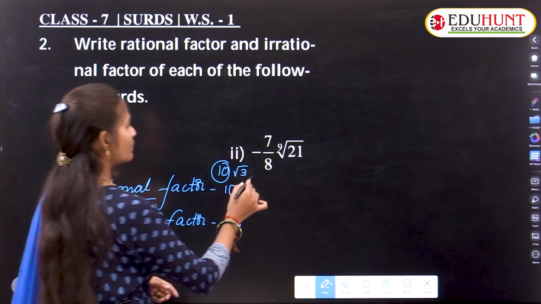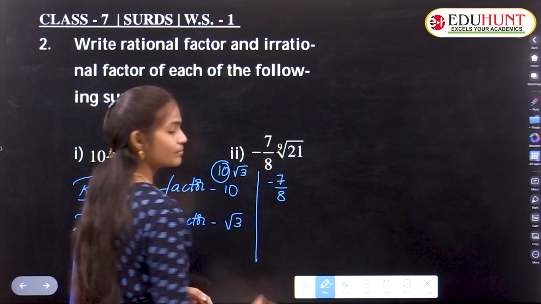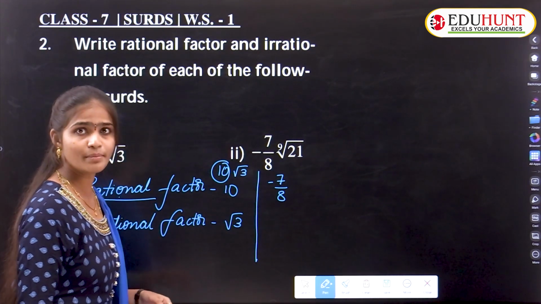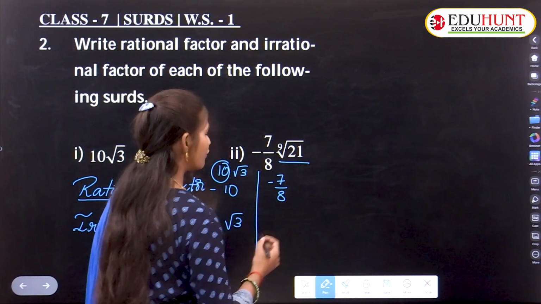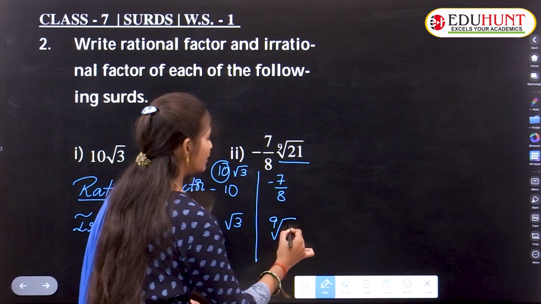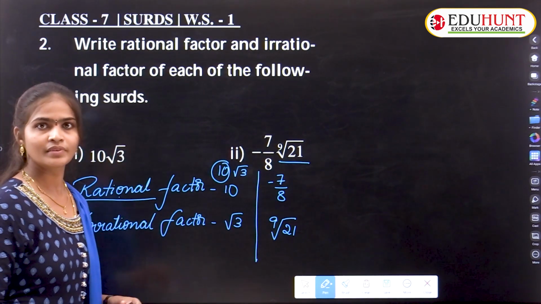Come to the second one. Here minus 7 by 8. Minus 7 by 8 is a rational number, right? So that is the rational factor. Coming to the irrational factor, that is 9th root of 21. That is the irrational factor. Is it clear?